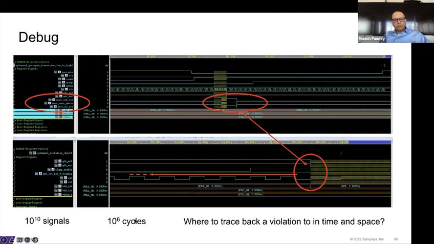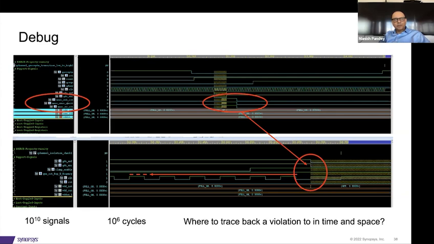Now, one of the problems is that you have done your formal verification or you have run your simulation. Now, obviously, we'll be running into many violations. Now, what do you do? How can you debug these efficiently? For example, in a tool such as Verdi, we have millions, billions of signals, and simulation runs with millions of cycles. How do you trace back a violation in time and space? Which time window to look in, which signals to look into?